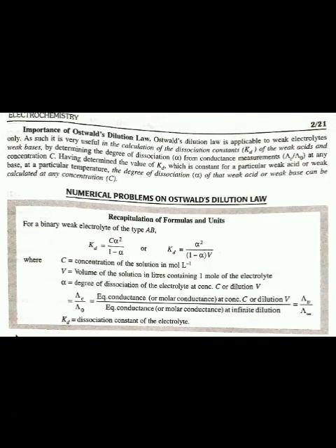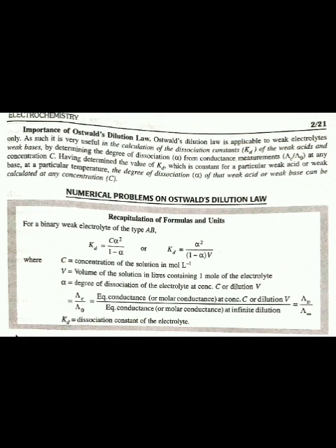Importance of Ostwald's dilution law. Ostwald's dilution law is applicable to weak electrolytes only. As such, it is very useful in the calculation of the dissociation constant Kd of weak acids and weak bases by determining the degree of dissociation alpha from conductance measurements, lambda C upon lambda naught, at any concentration C. Having determined the value of Kd, which is constant for a particular weak acid or weak base at a particular temperature, the degree of dissociation alpha of that weak acid or weak base can be calculated at any concentration C.